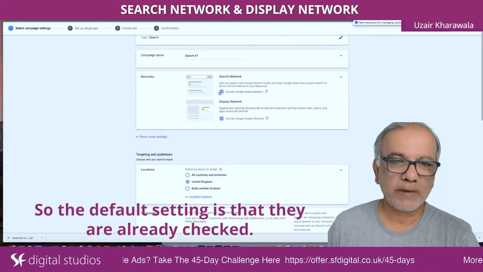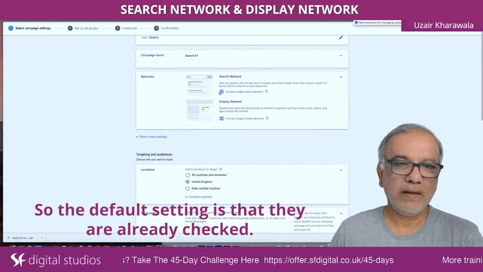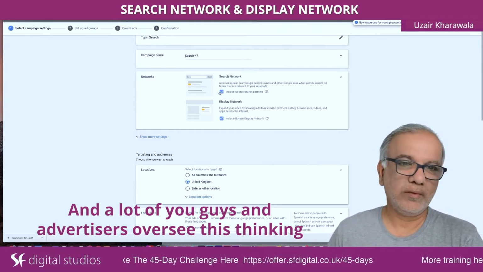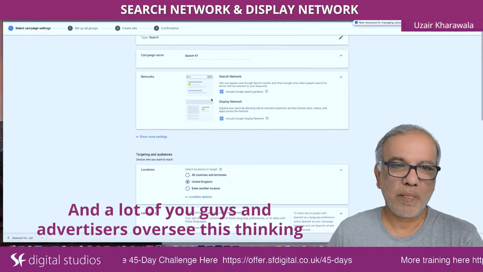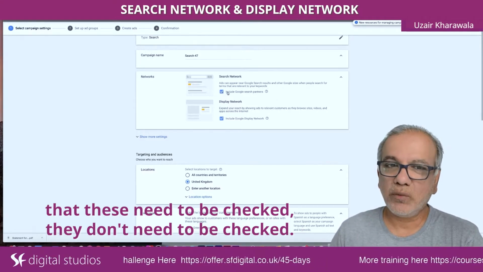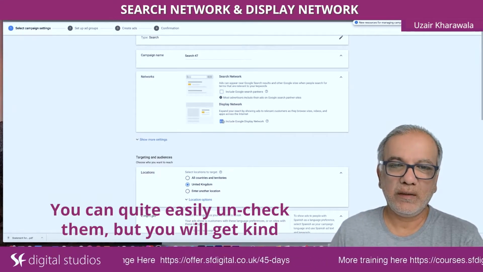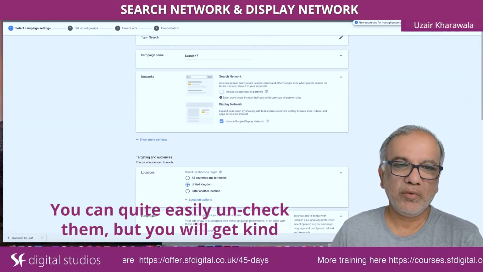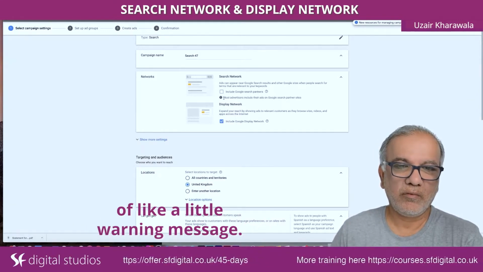So the default setting is that they are already checked, and a lot of you guys and advertisers overlook this thinking that these need to be checked. They don't need to be checked. You can quite easily uncheck them, but you will get a kind of like a little warning message.